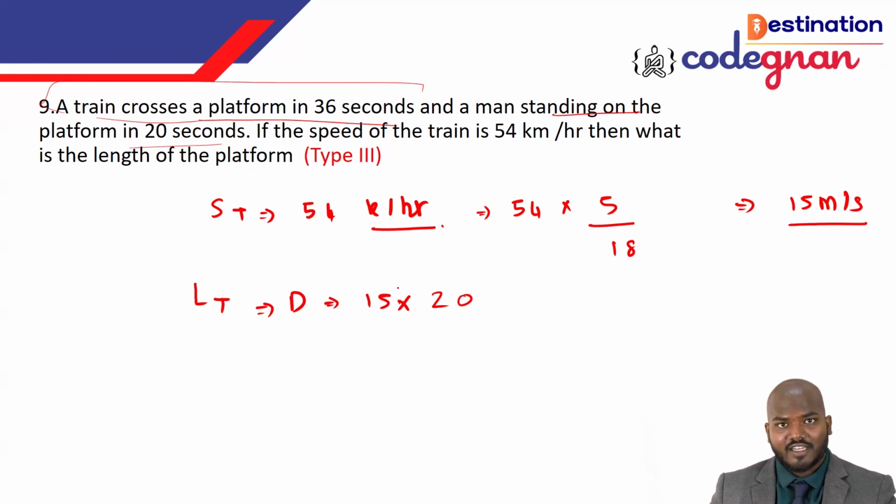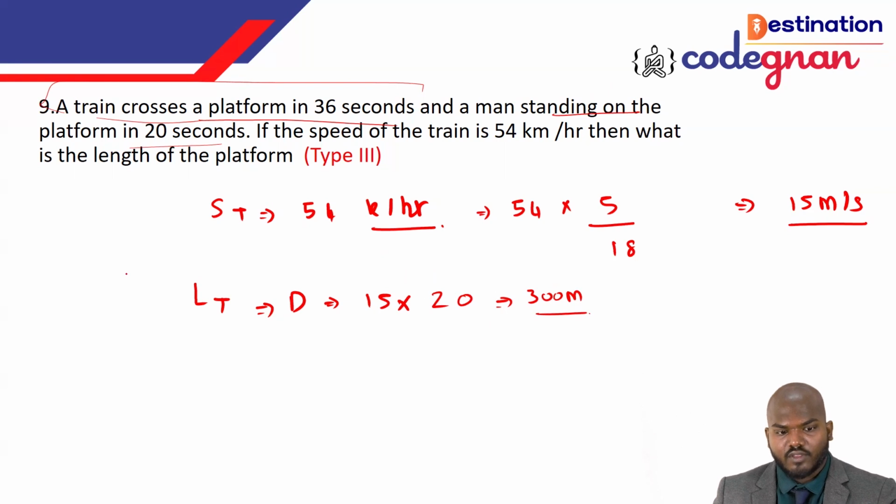Either it is an electric pole or the person. So then you can't take the platform length. The platform length would take more. Okay, if you multiply this, it will give you the value 300. So the length of the train is equal to 300 meter. Okay, so that's what we can say.